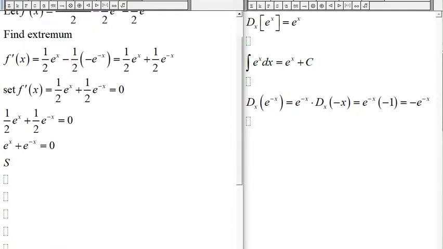And so this expression right here will always be greater than 0. And so therefore, no extremums.